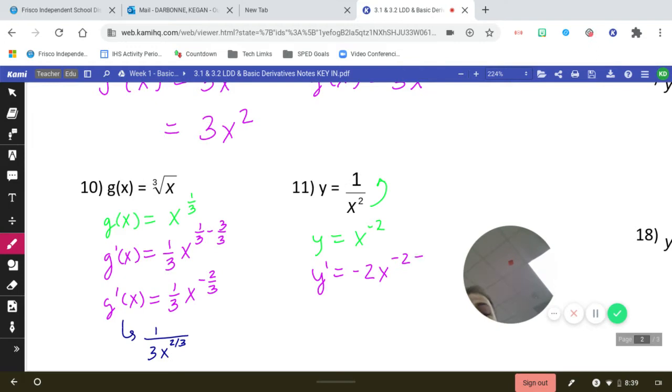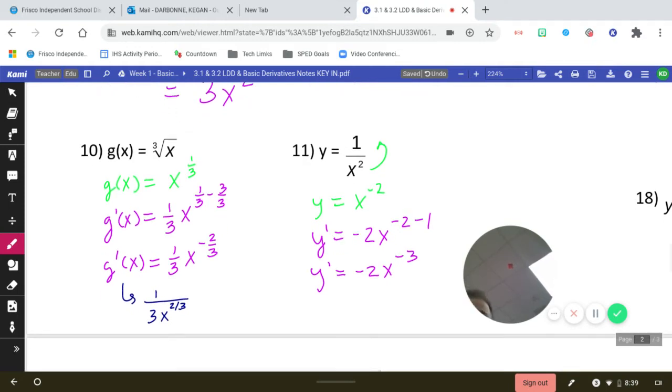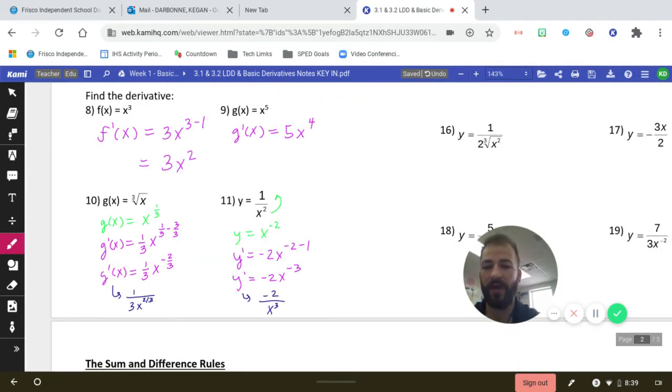Now, negative 2 minus 1. So minus 1 is just going to get more negative. So it's actually going to be a larger number, but further down in the negative direction. So this becomes y prime is equal to negative 2x to the negative 3rd. And then once again, just like on 10, I can leave that answer, but if you would like to, you can change this back to a positive exponent. You don't have to change back to a positive exponent, but you can if you would like to. So that is our power rule.